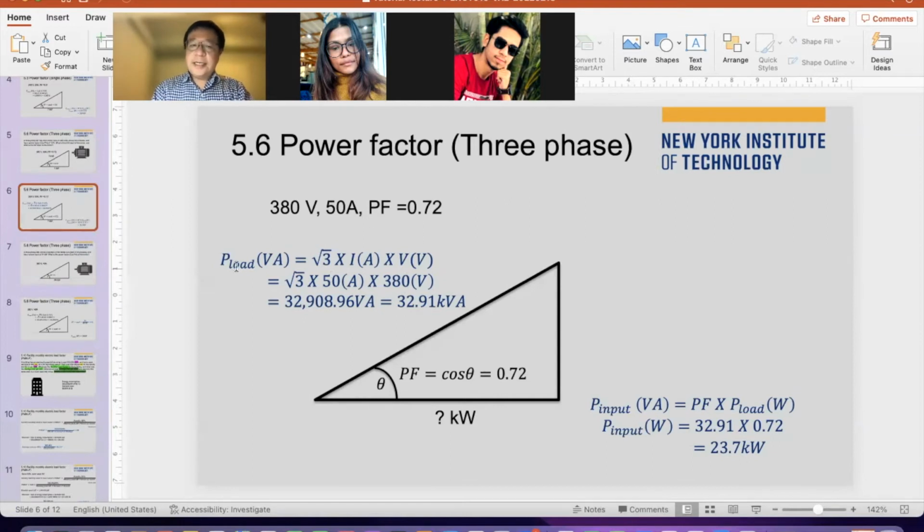We can calculate the hypotenuse, that is the apparent power, by making use of √3 times current times voltage. Then we can obtain this number. Student: I got that part. Regarding the second part, you get it, right? Yes, I got the first part, but the second part, the 23.7 kilowatt, how do we get that?